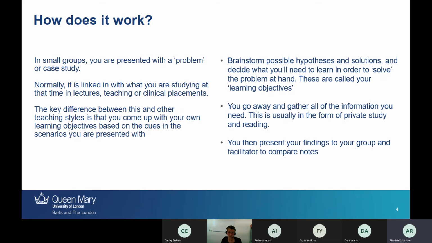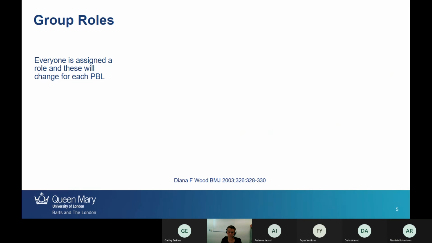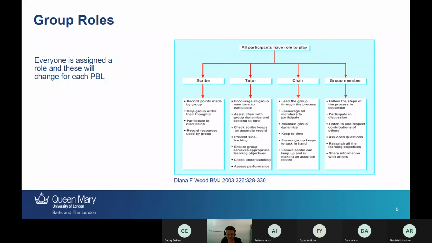Okay, so now it's all about the group roles. Okay, so you remember that there's 4 different roles. Can anyone remember what the roles were? Okay, I'll go through them. So there are 4 different roles.